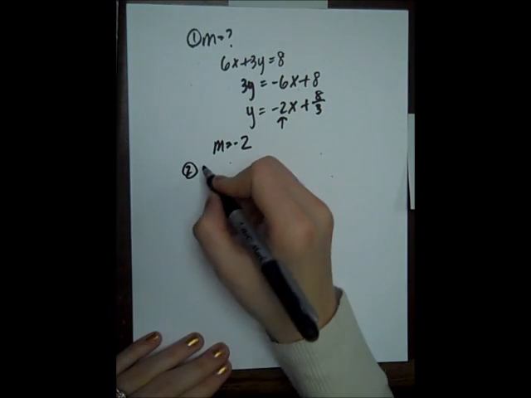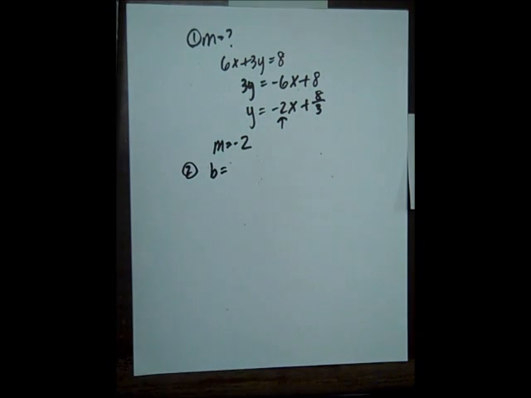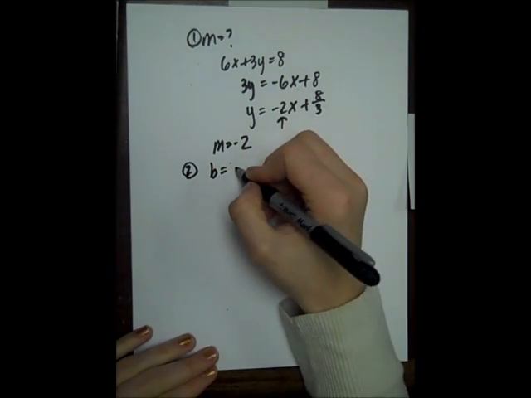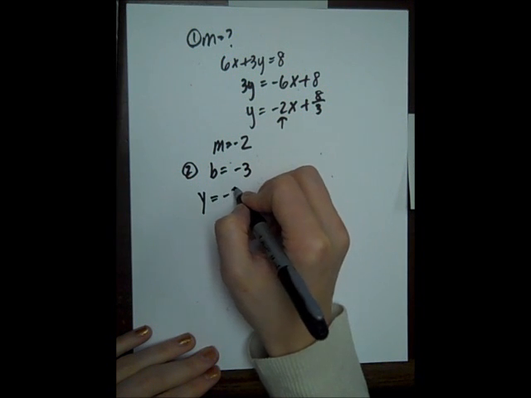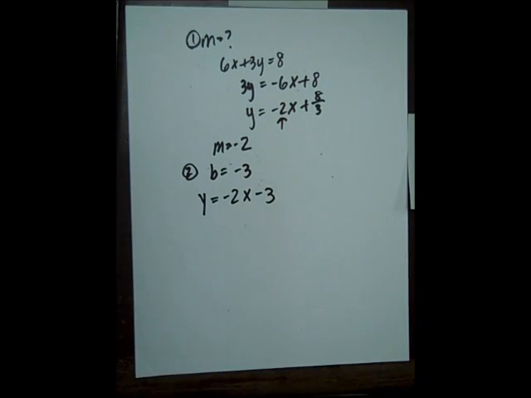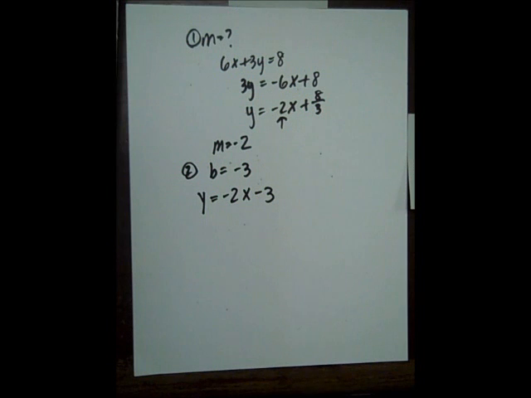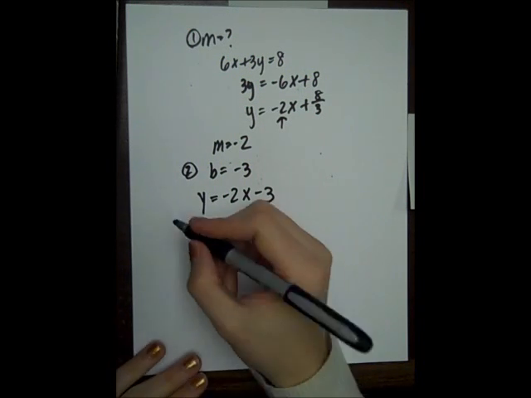Next, I want to know what b is. Well, my original problem said that the y-intercept was (0, -3), so b is -3. That tells me that my line is y equals -2x minus 3. So you can see, whenever you want a line that's parallel to the given line, find the same slope, and then use another point to find b.